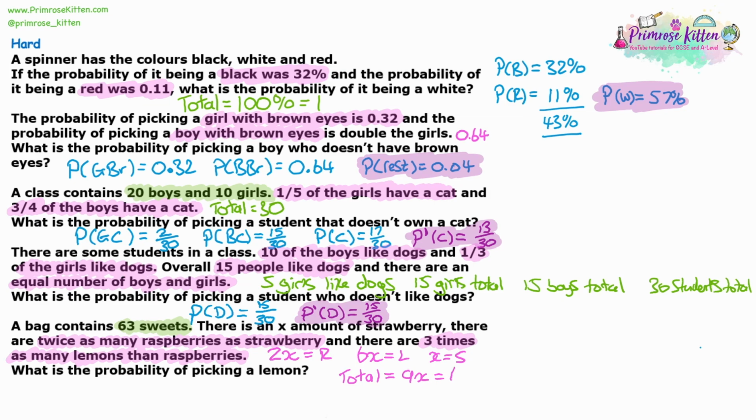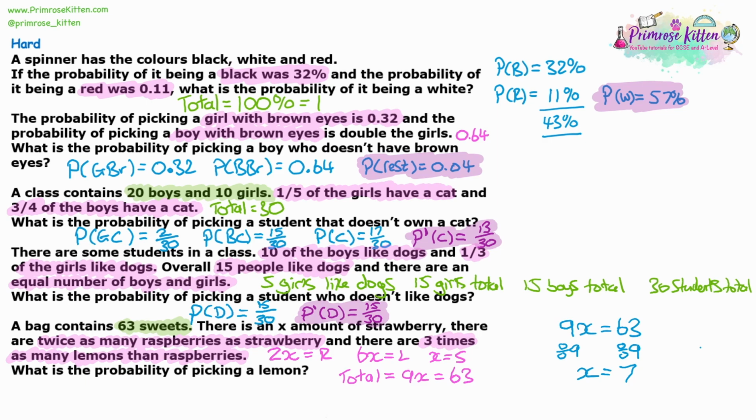And we know what the total is. The total was 63. We were told that. So for this probability question, we have an equation. 9x is equal to 63. So let's divide both sides by 9 to get 1x. 9x divided by 9 is 1x. 63 divided by 9 is 7. So x is equal to 7.